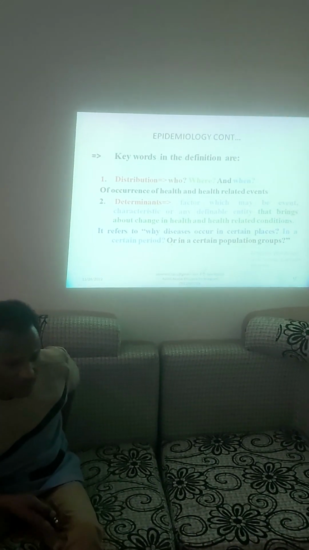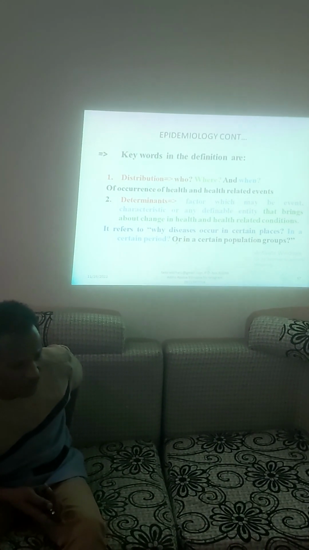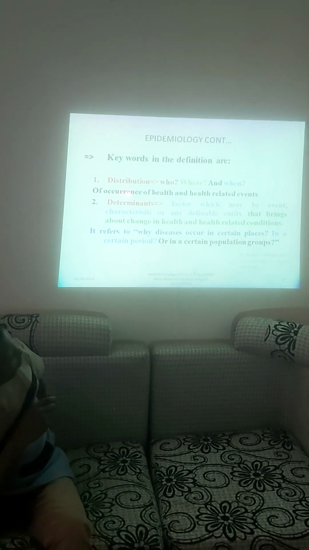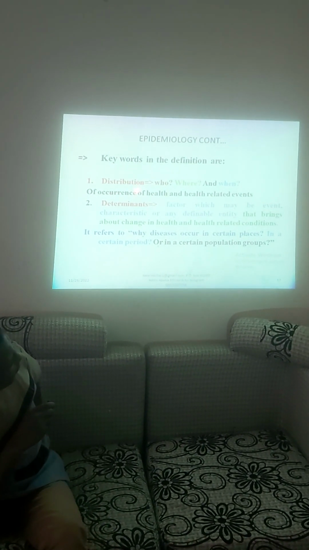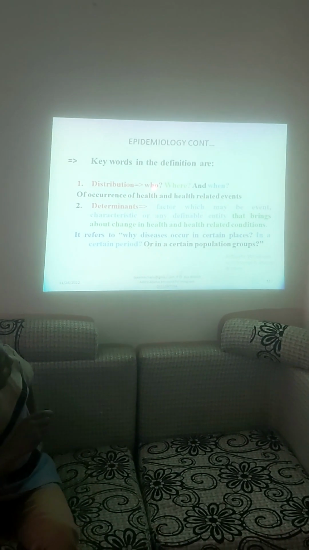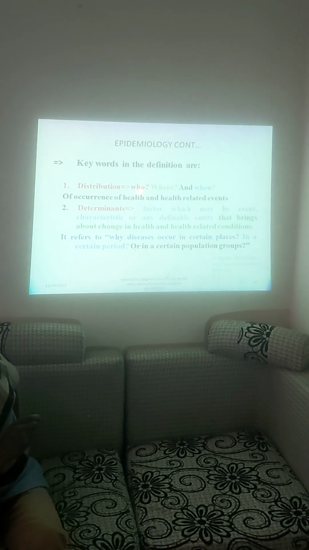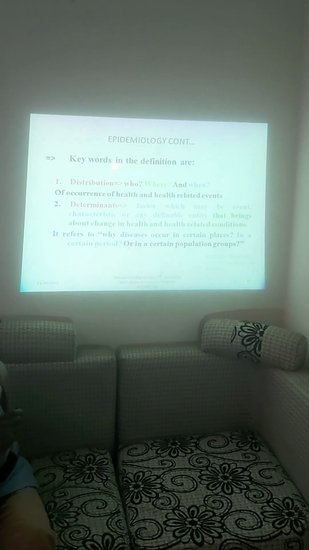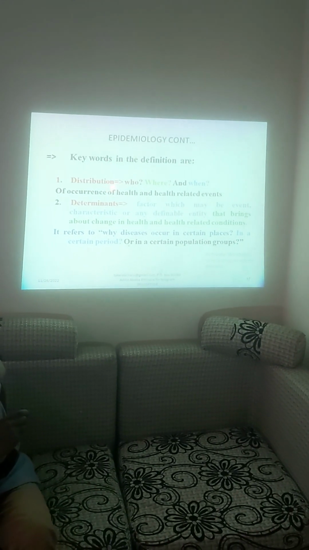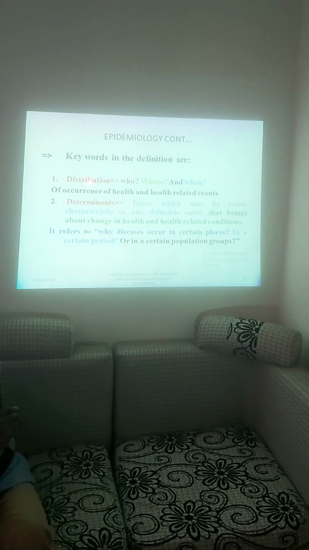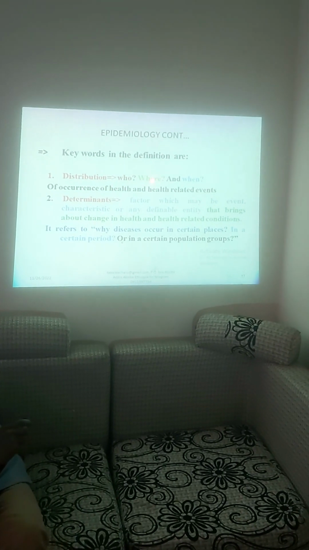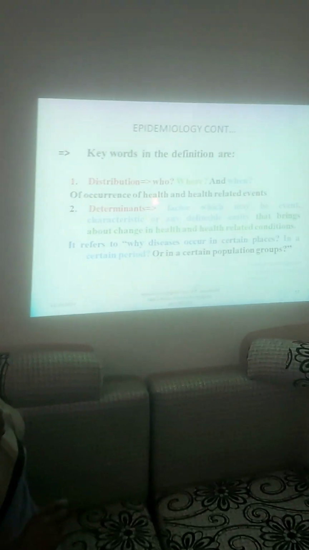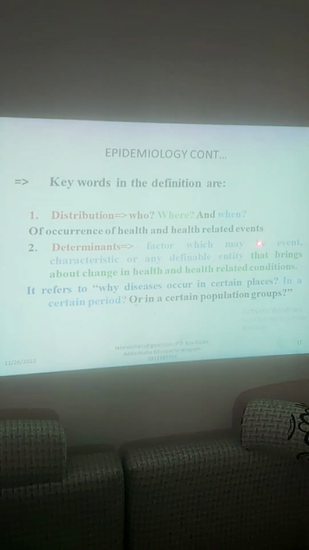The next key term in the epidemiology definition is distribution. In the distribution definition, three questions matter: who, where, and when. So in epidemiology, the distribution issue is the who, where, and when of the occurrence of health and health-related events.